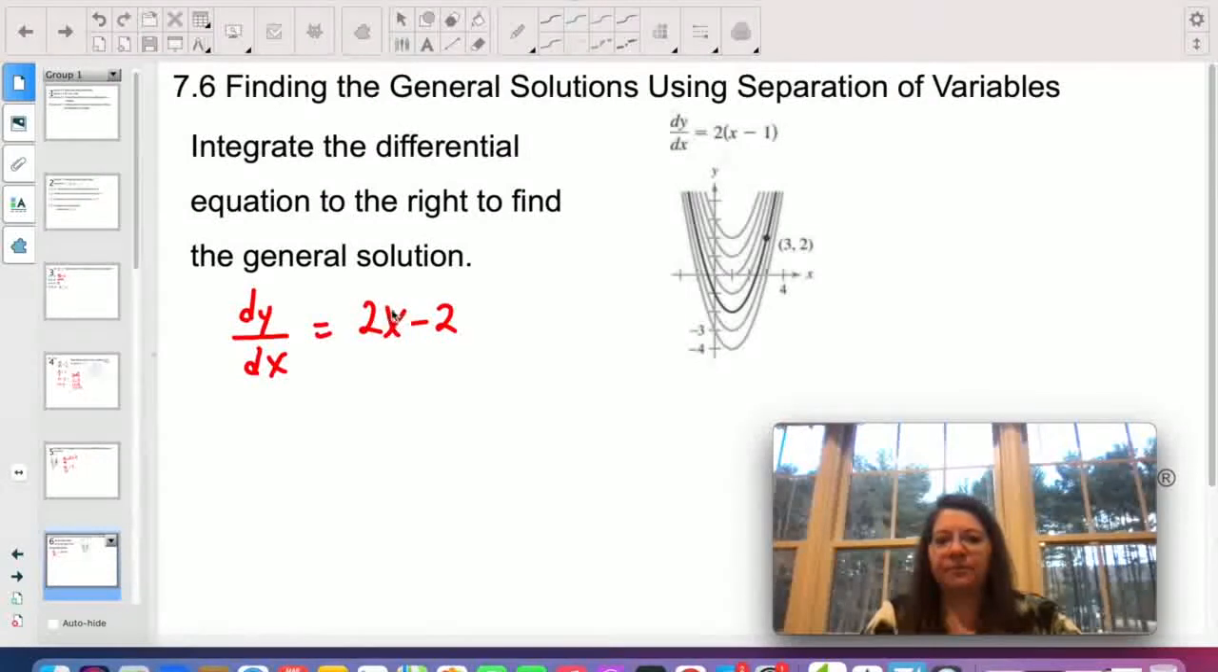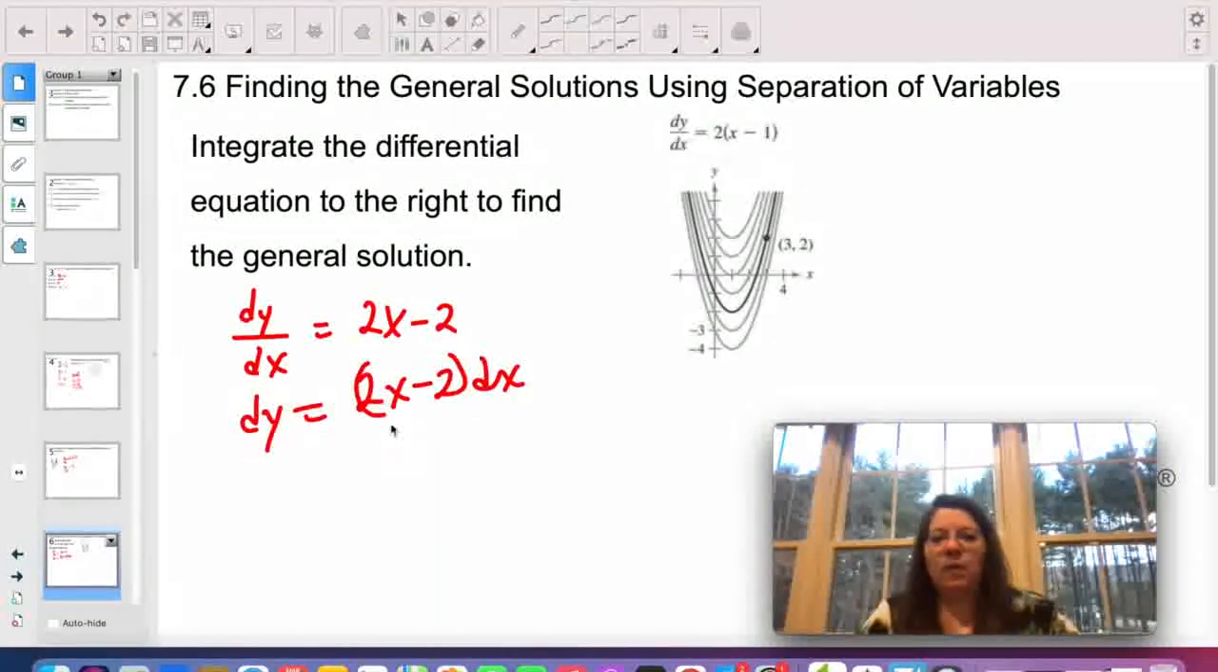When I set this up, if they've asked us to integrate this, before we're allowed to integrate, we have to separate the variables. In other words, all the y's need to go with the y's, and all the x's need to go with the x's. Notice this has a dx on the bottom, and this has an x over here. So I need all these x's to be with these x's, so I'm going to move the dx over. This is what we call separation of variables. So I'll have left dy = (2x - 2) dx. I moved the dx, remember that represents the derivative of x, to be with the x. There were no other y's in this differential equation. I wanted the first one to be fairly simple, so I didn't have any y's to move over here. A lot of times though, you will have a y, and we'll get to that soon.